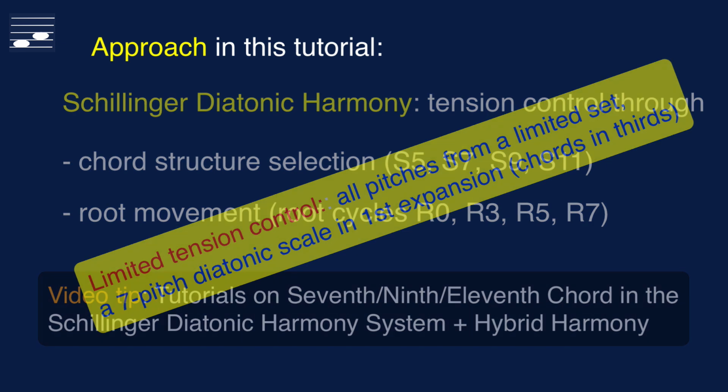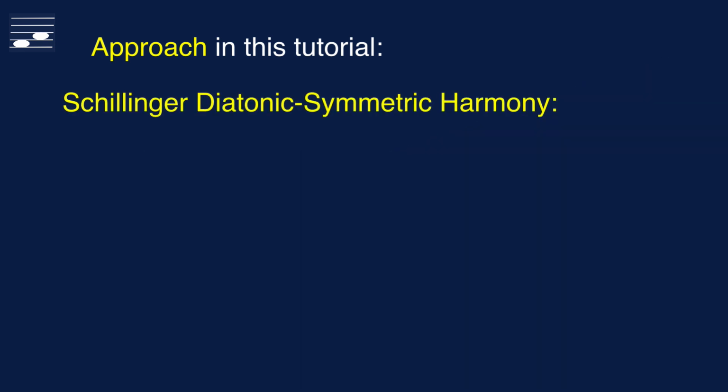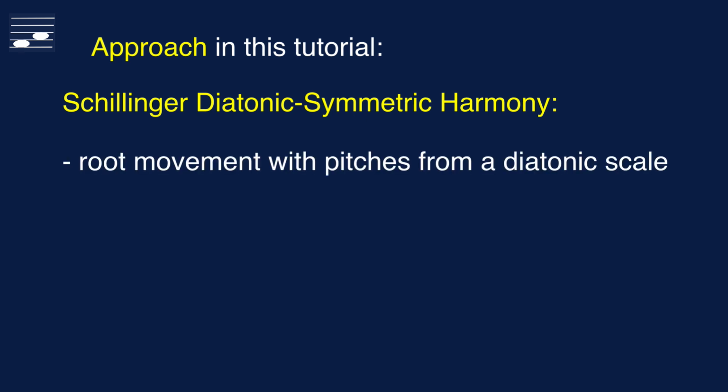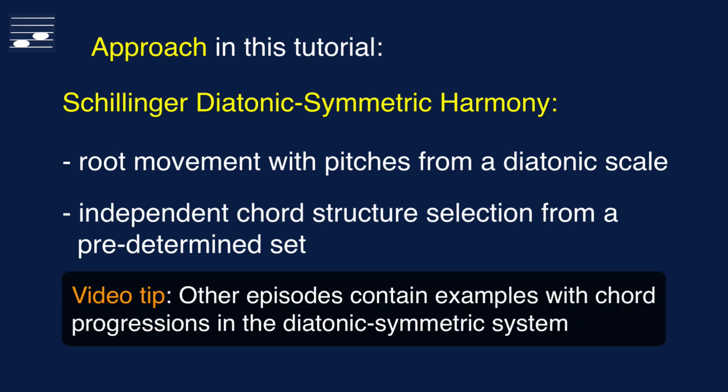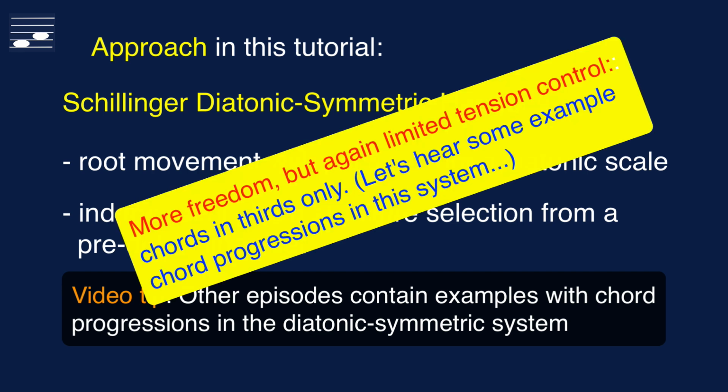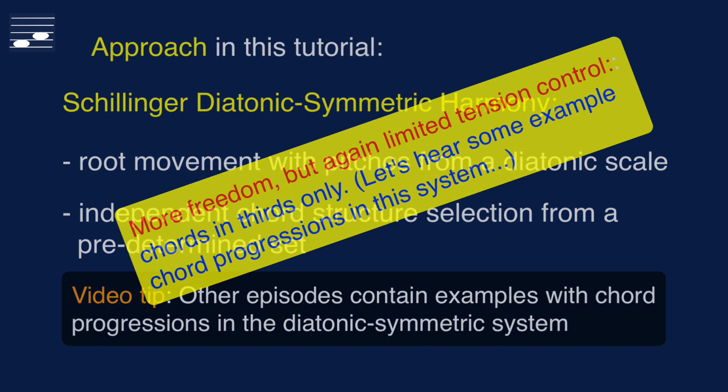tonal and sounding traditional. In the Diatonic-Symmetric system we separate the selection of chord root and chord type. The former is still based on the degrees of a diatonic scale, but now chord types are picked from a predetermined set. This will introduce non-diatonic pitches in the progression. Tension level control has improved, but still is limited by the chord structures in thirds. I will illustrate that with 3 chord progression examples.